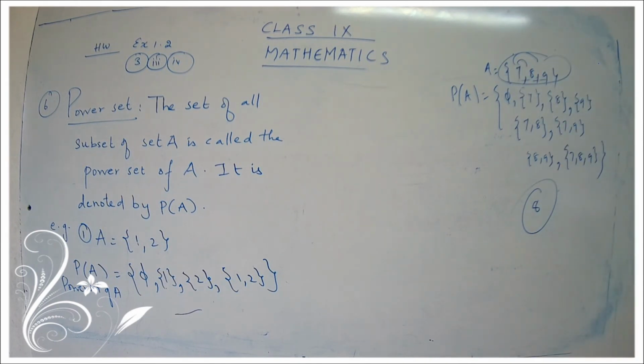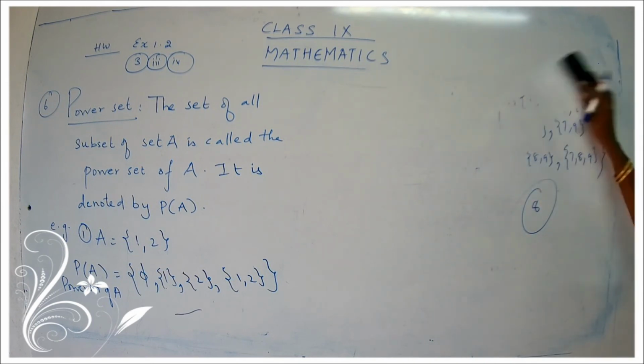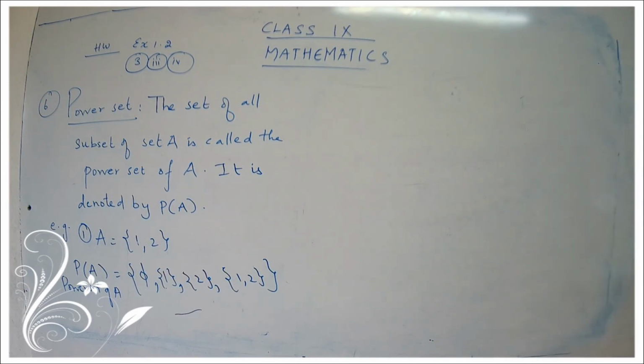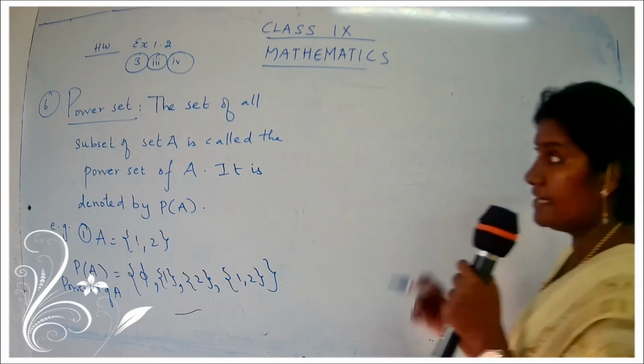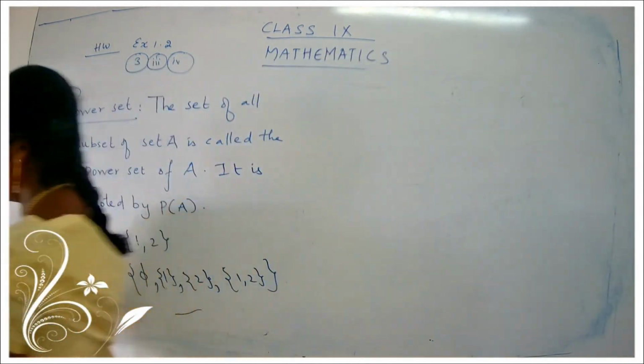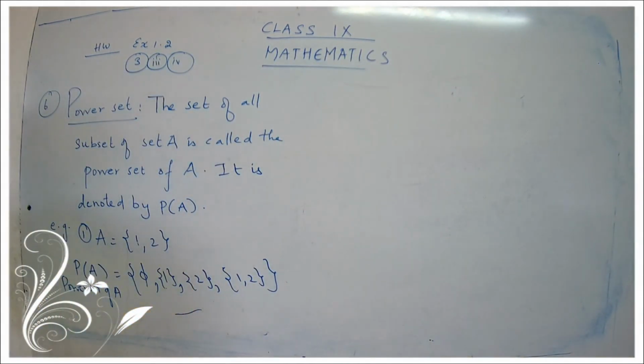Clear? Okay. We will be doing more sums on power set. When we do the sums on power set, you will get a clear idea of what is a power set and how to do the sum. So let's see the definition once again. What is a power set? The set of all subsets of set A is called the power set of A. It is denoted by P of A.